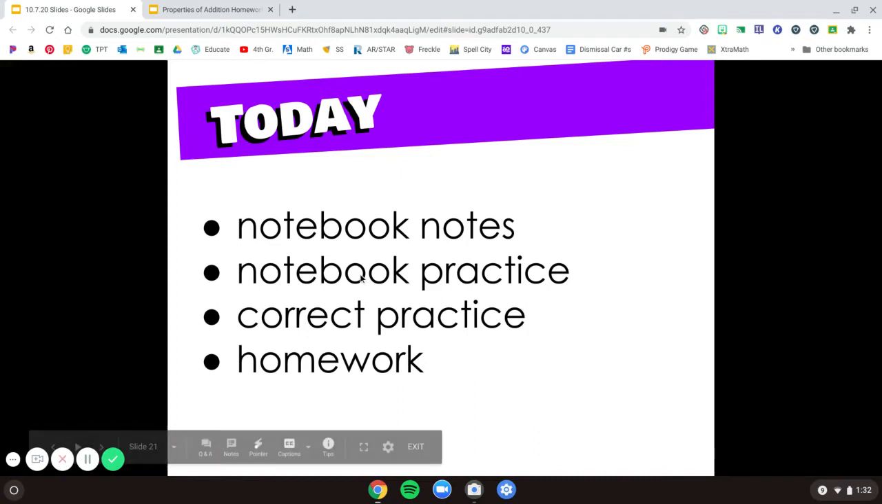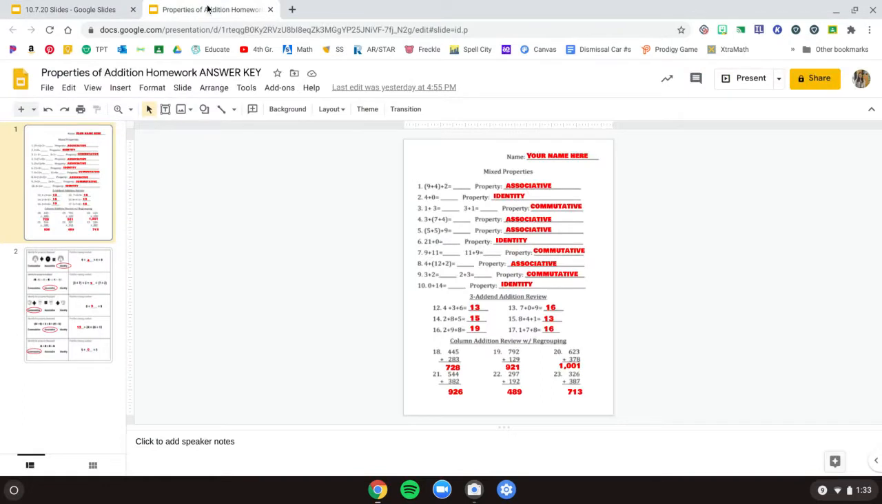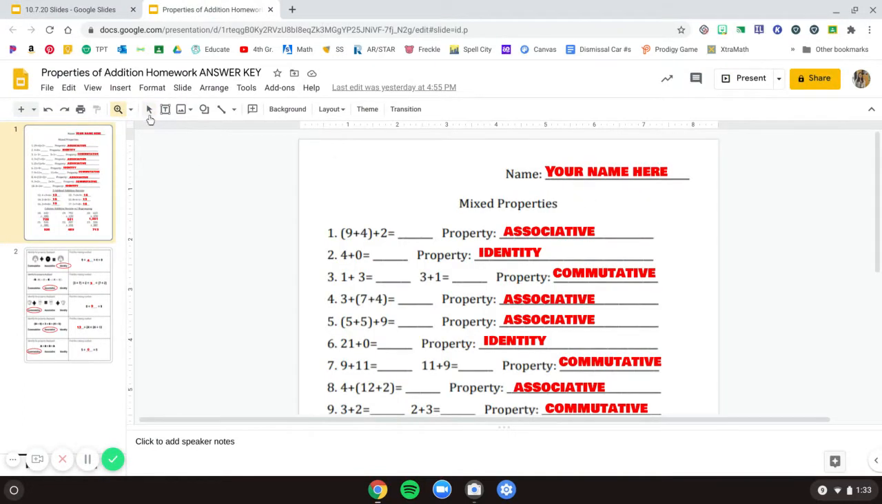All right. Today, before we do our notebook notes and our practice, let's look over our homework. So go ahead and find your worksheet from yesterday. We're going to look over these answers. I'll zoom in so it's a little better.